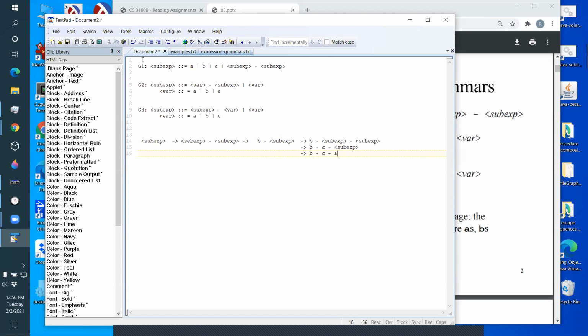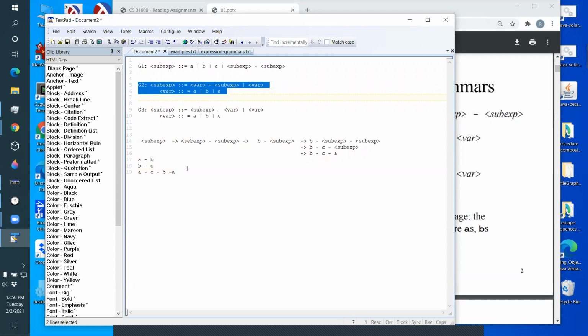So what this builds up is chains of subtractions. There's no addition or multiplication, it just builds up chains of subtractions of the letters A, B, and C. In general, it gives you expressions like A minus B, or B minus C, or A minus C minus B minus A, things like that. So that's what G1 does.